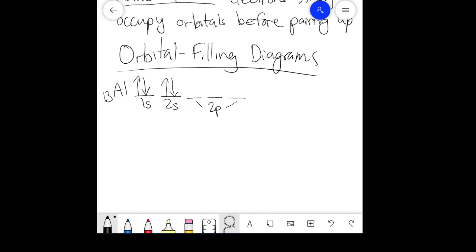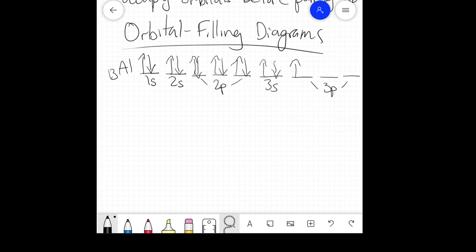Now all our electrons are paired here, but due to Hund's rule, we know that they're going to singly occupy, so they're going to go up first before they come back and go down to pair up. We also have our 3s, which is full. And we have our 3p, but we only have one electron. So we're just going to put one up arrow right there. And that would be the electron filling diagram for aluminum.